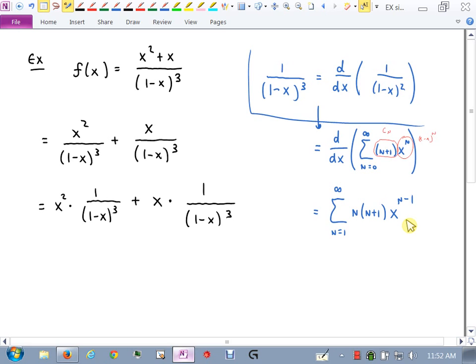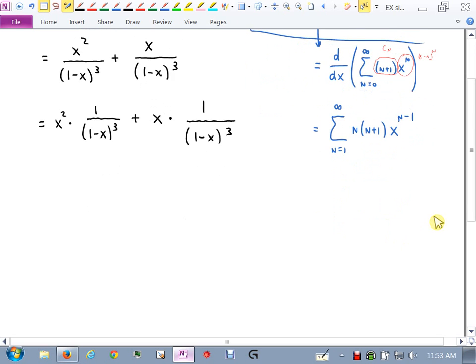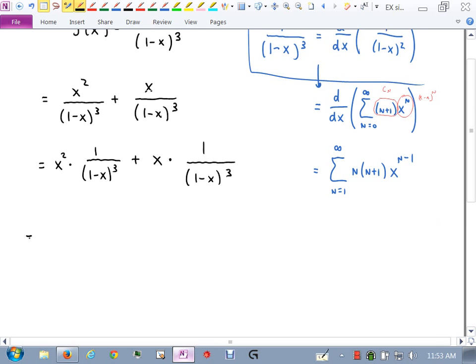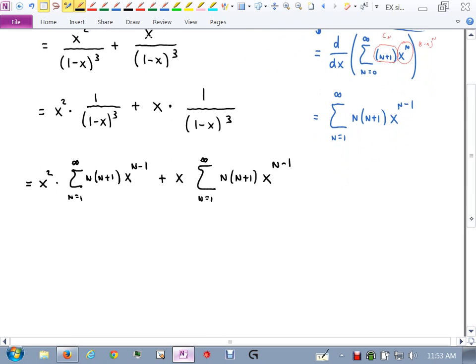We're good? So this and this, both of these guys right here can be replaced with this power series. So let's do it. So here's where I am now. It equals x squared times the summation n equals 1 to infinity of n plus 1 x to the n minus 1, plus x times the summation n equals 1 to infinity of n times n plus 1 x to the n minus 1. Questions?